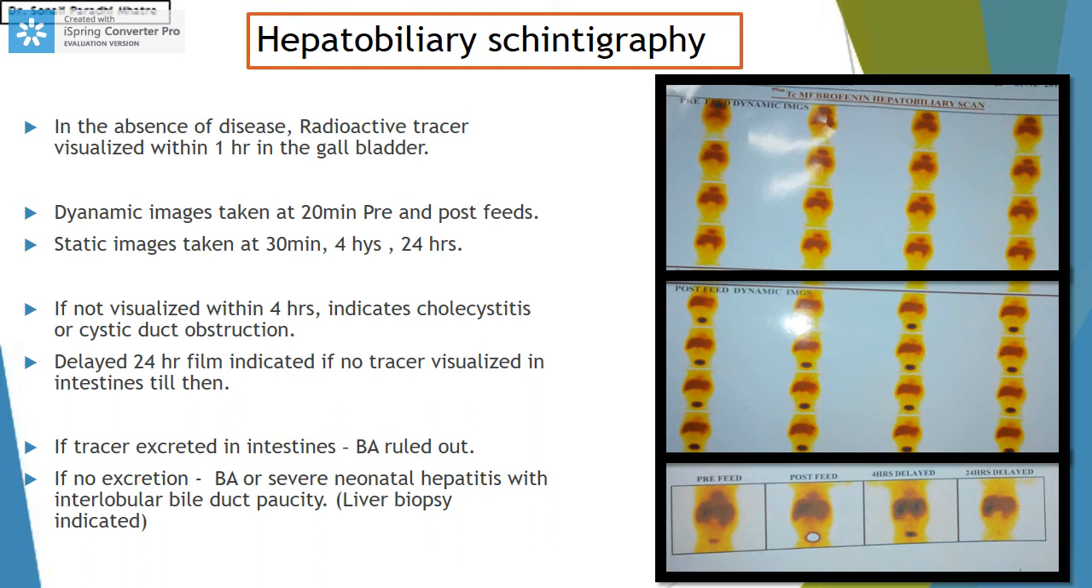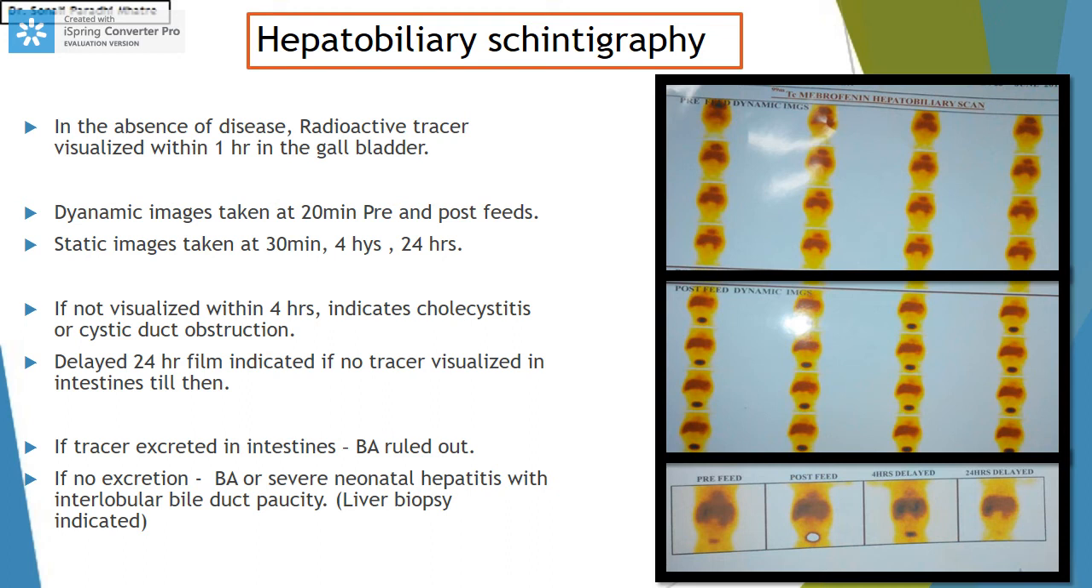Dynamic images are taken at 20 minutes pre and post feeds, and static images are taken at 30 minutes, 4 hours and 24 hours after giving the dye. If the dye is not visualized within 4 hours, then it indicates cholecystitis or cystic duct obstruction. A delayed 24-hour film is indicated if no tracer is visualized in the intestines till then. If we visualize a tracer by 4 hours, then a 24-hour film is not needed.